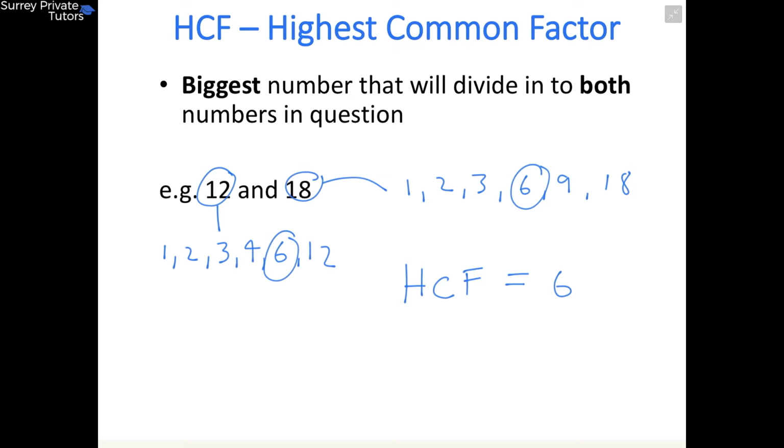Again, similar to the lowest common multiple, there is another method you can use to find the highest common factor between two numbers. And I will show you how to do this method by going through an example exam question next.